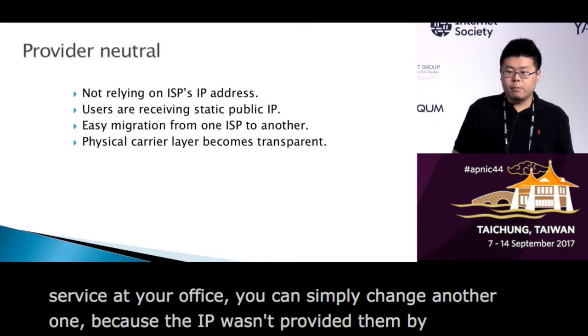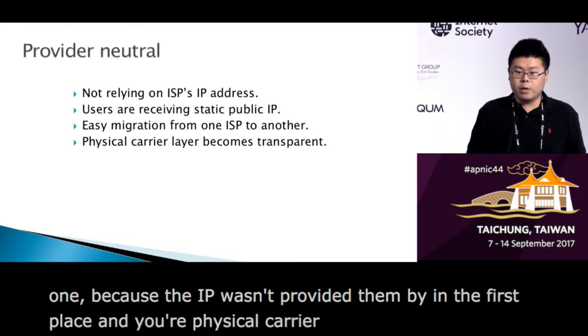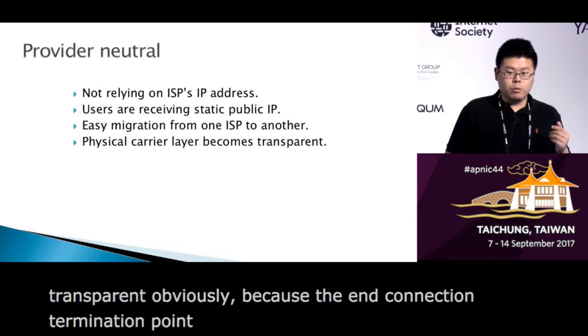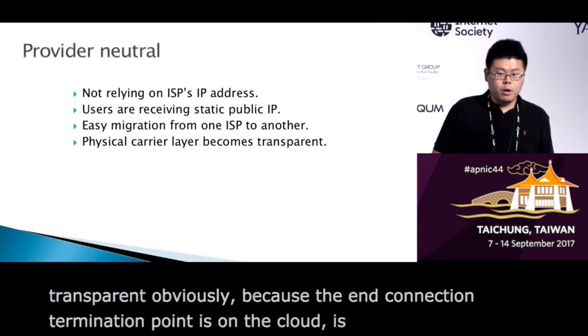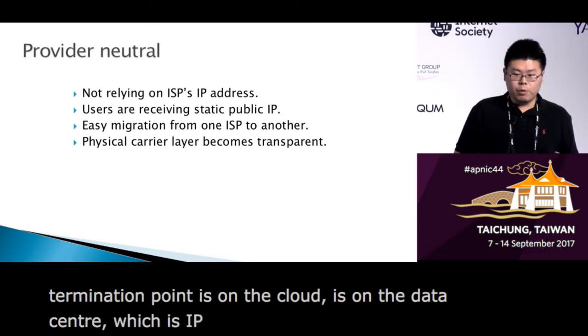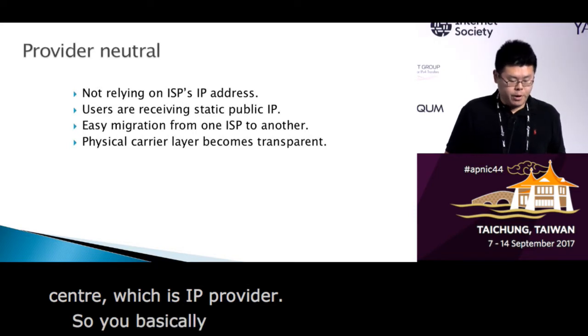Your physical carrier layer becomes transparent, obviously, because the end connection termination point is in the cloud, in the data center, which is the IP provider. So you basically don't show your actual physical carriers.